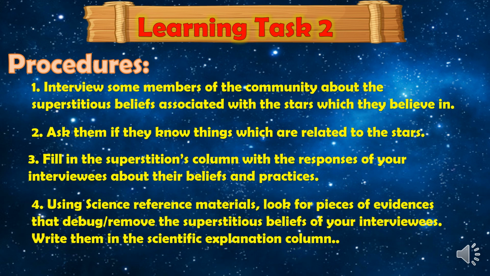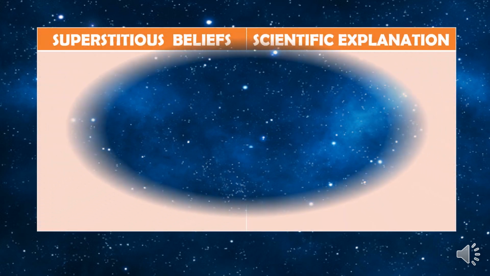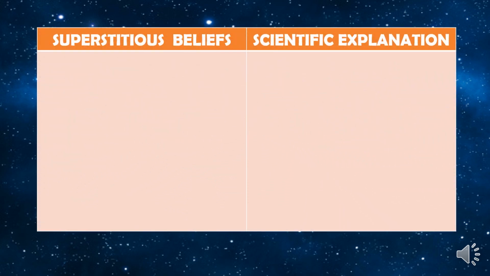Fourth, using science reference materials, look for pieces of evidences that debug or remove the superstitious beliefs of your interviewees. Write them in the scientific explanation column. Here is the table that you are going to use in answering learning task number 2. We have the first column, superstitious beliefs, and the second column, scientific explanation.